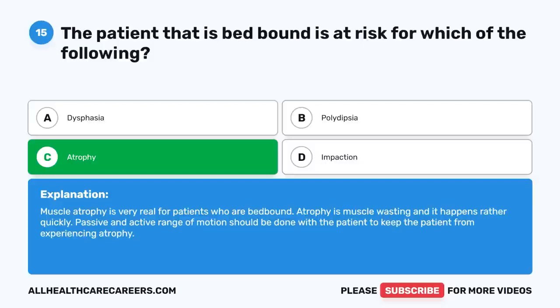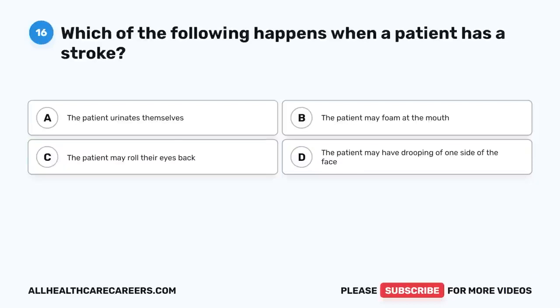Passive and active range of motion should be done with the patient to keep the patient from experiencing atrophy. Question 16. Which of the following happens when a patient has a stroke? A. The patient urinates themselves. B. The patient may foam at the mouth. C. The patient may roll their eyes back. D. The patient may have drooping of one side of the face.